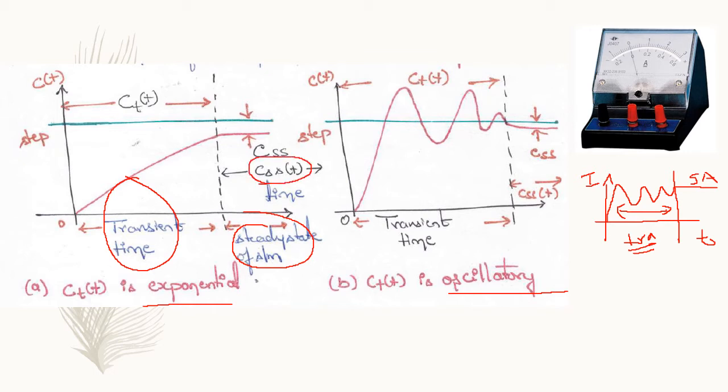And the ESS is nothing but the steady state error. It is the difference between the desired output value and the actual value. The desired output value is this, there is a step input, and the actual value is this one. Whatever the difference is, that is ESS. In a similar way, in the oscillatory mode, the total C of t, that is the total time response, is the oscillatory transient duration plus the steady state. And again, the error is defined in a similar way.